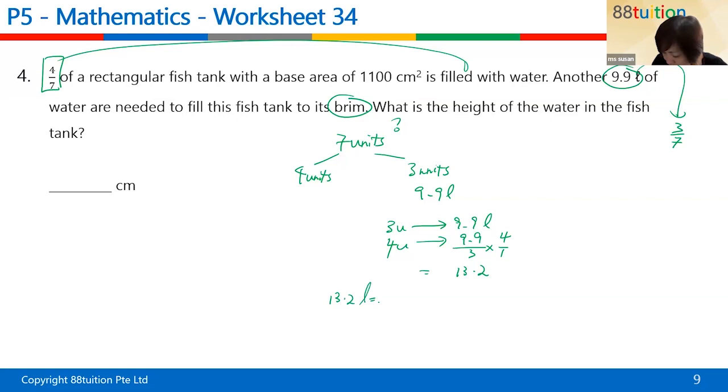I want to convert it to ml. Okay, so this is the capacity. With the base area, so we have the height, use volume to divide by 1,100. That gives you 12 centimeter. Okay.